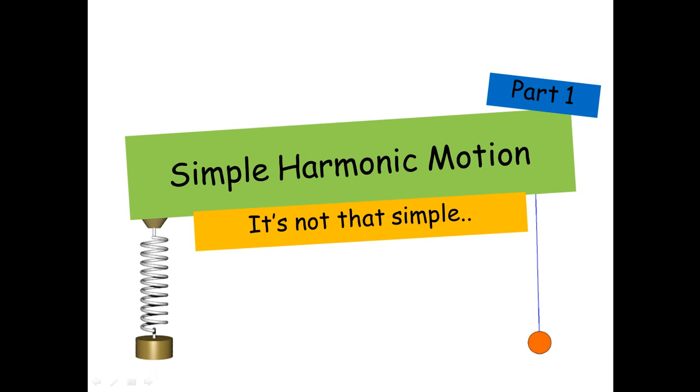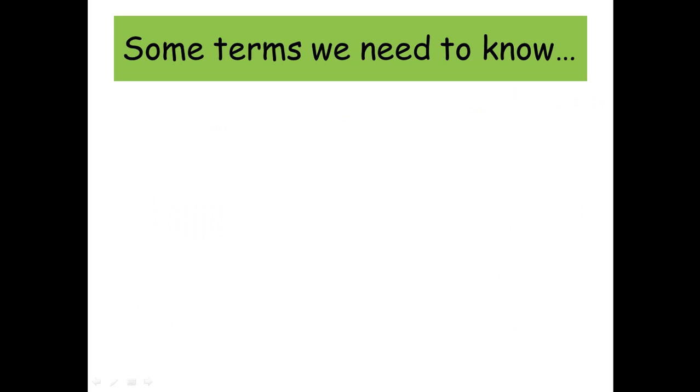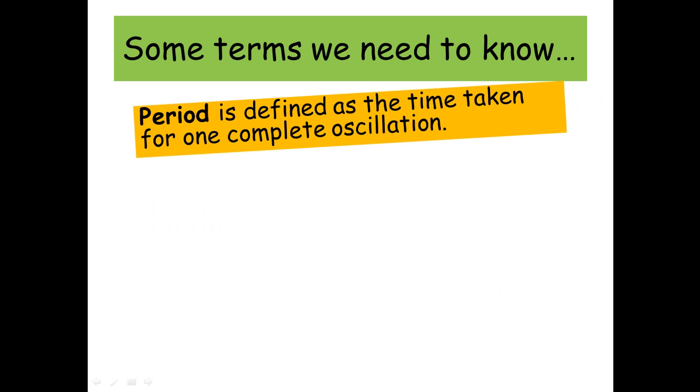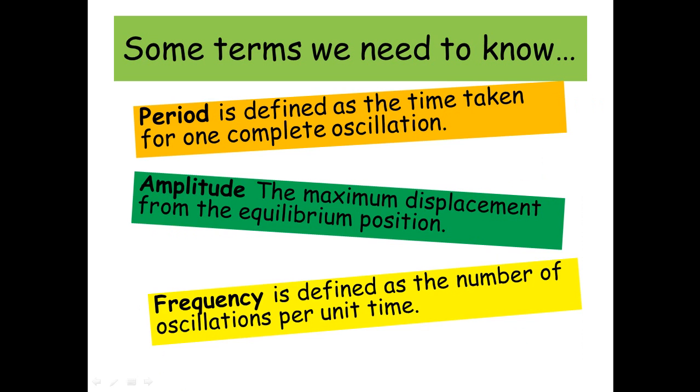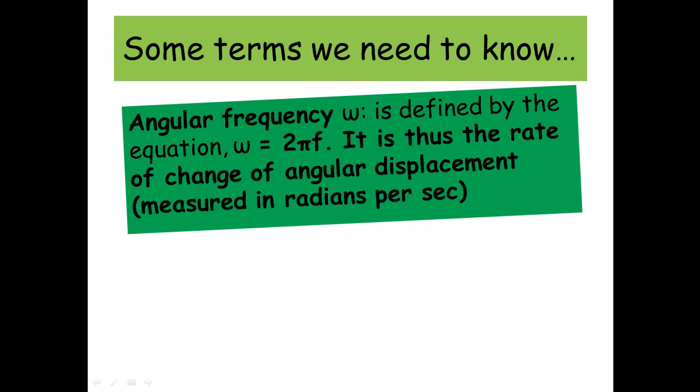So what is simple harmonic motion? Well, before we start, let's start off with some terms that we need to know. Period is defined as the time taken for one complete oscillation. Amplitude is the maximum displacement from an equilibrium position. Frequency is defined as the number of oscillations per unit time.